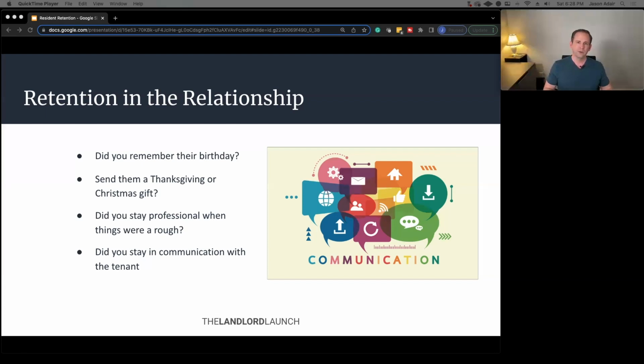You're building that foundation, and when things are going wrong, if you stay professional, that's just going to add to that. Even if they weren't happy about the outcome, at least you're not going to make them feel invalidated or like they were a fool or whatever else. And even if they don't agree with the outcome, at the very least you treat them with respect, and that will pay off for you.